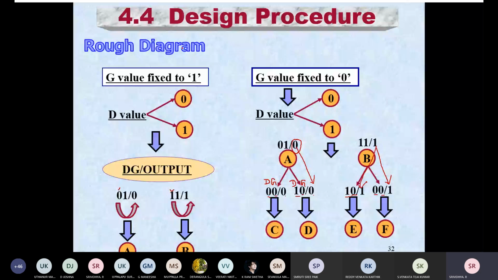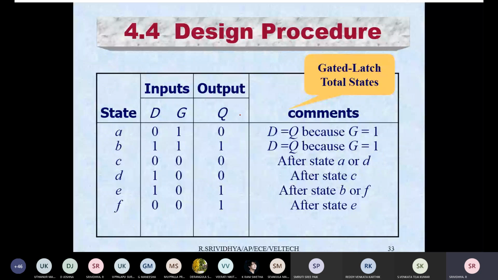Now the same thing, I'm putting state, inputs, outputs, D, G and Q. So now we have found how many states were there. We have found 6 states. So now I'm writing them as A, B, C, D, E, F. So now how to write this here? Same thing I'm writing. So for A state, 0 1 0.